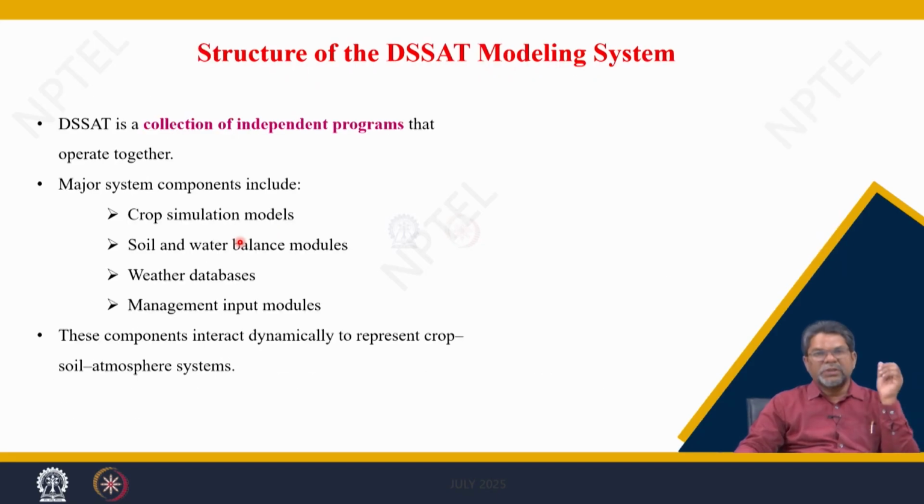And so, this is the structure of the DSSAT modeling system. This is a collection of independent programs, different modules that operate together. The major system components include the crop simulation models, which give crop growth and biomass simulations. Then the soil and water balance modules, which give the soil nutrient dynamics, nitrogen, soil carbon and the soil water balance: rainfall, infiltration, runoff, and drainage from the soil. The soil water balance model is useful for the evaporation and evapotranspiration calculations for the crops, and also water use efficiency for the crops.